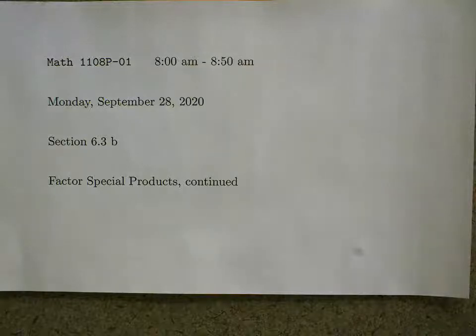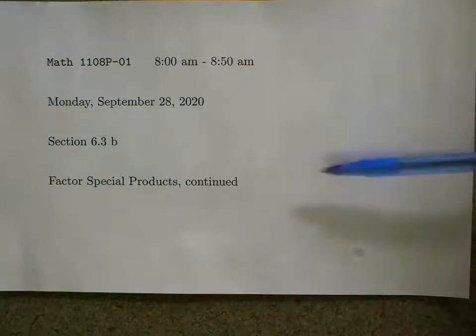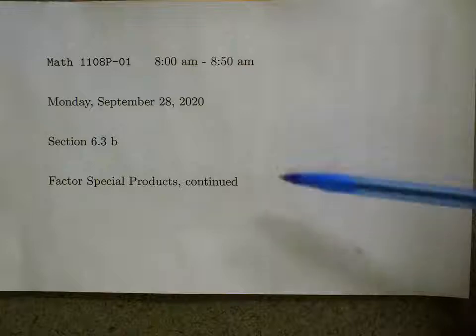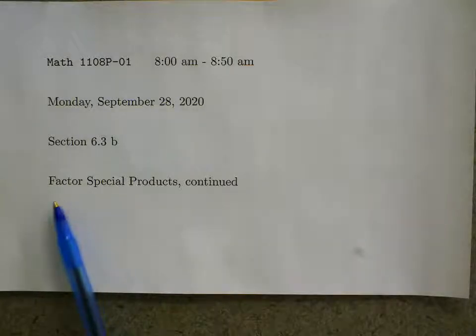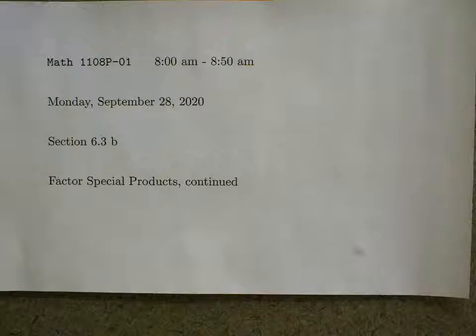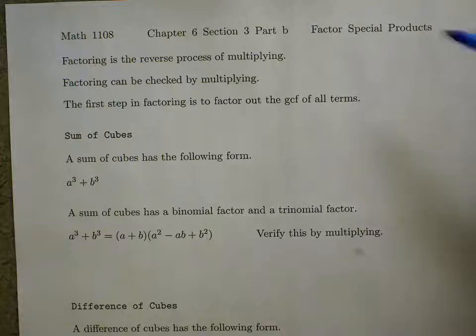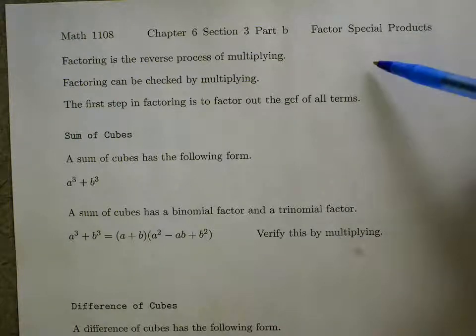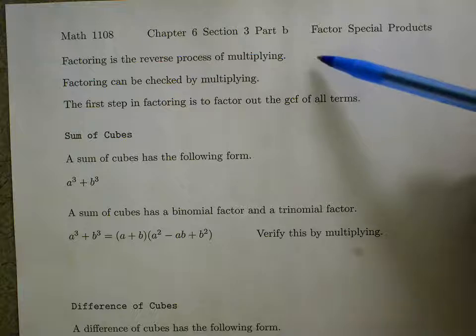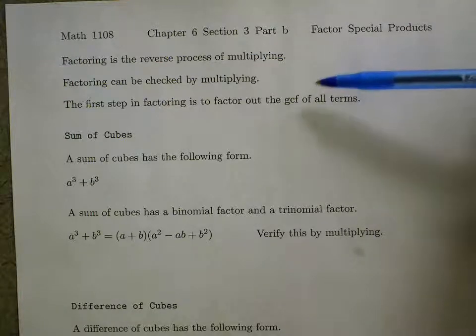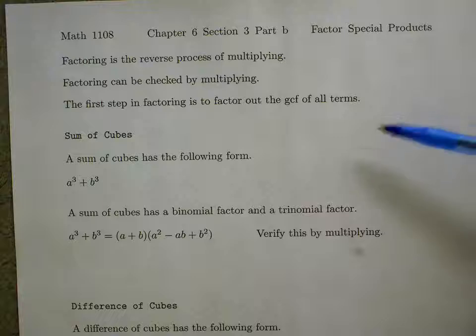All right, 8 o'clock. We're in section 6.3 again, but the second part has some more factoring special products. Okay, we'll review these facts here. Factoring is the reverse process of multiplying, and you can check your factoring by multiplying. The first step in factoring is to factor out the greatest common factor of all terms.